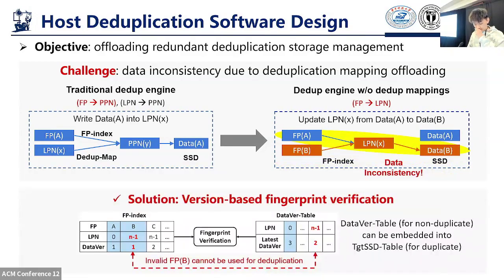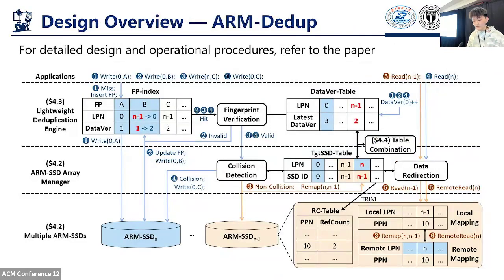We propose a version-based fingerprint verification scheme to solve this problem. By recording the data version of each LPN and comparing it with the data version of the fingerprint, invalid fingerprints can be identified and wrong DDAP can be prevented. Overall, our solution is a hardware-software co-design involving block layer DDAP software, RAID controller, and SSD hardware. More details can be found in the paper.